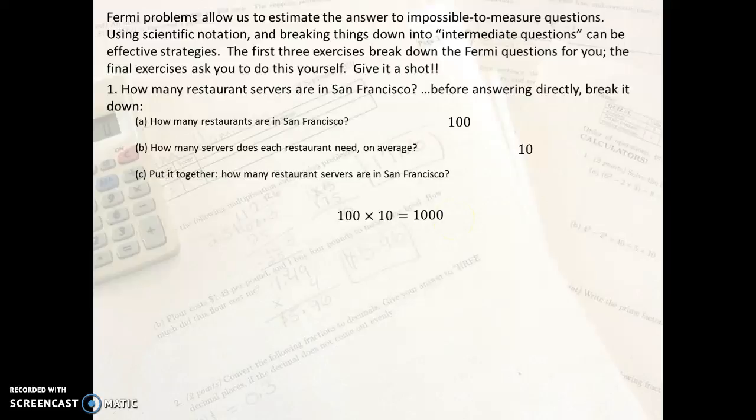This is not the actual answer. Remember what I said? Estimates. These are all estimates. What I am doing is estimates. You're going to do the same thing with your own numbers. Do not copy my numbers.